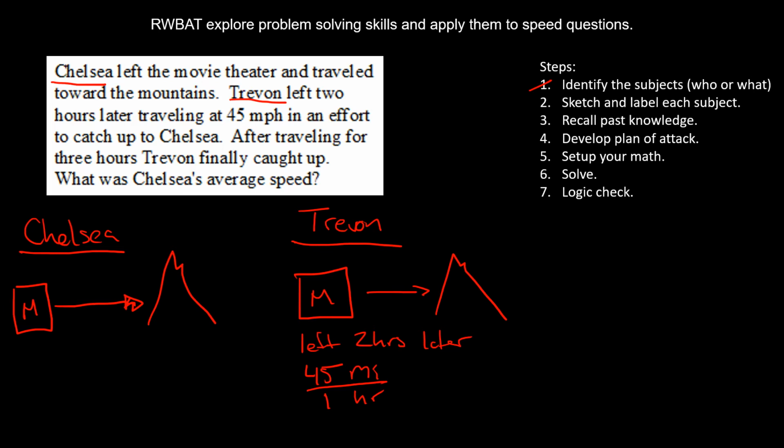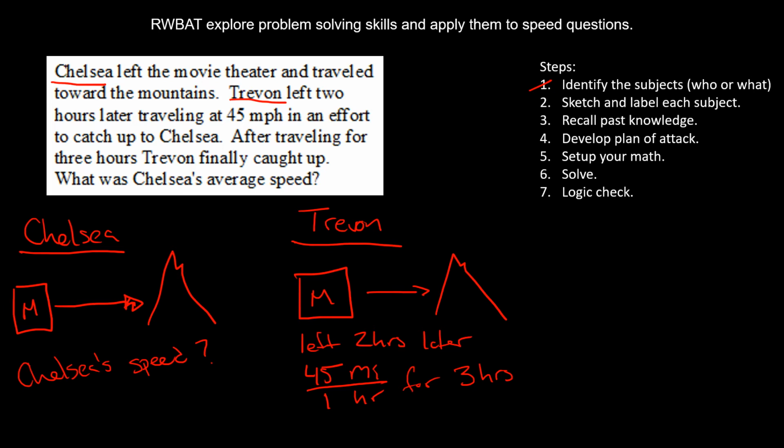Then it says after traveling for 3 hours, so he's doing 45 miles in 1 hour for 3 hours, he finally caught up to Chelsea. And so we want to know Chelsea's speed. What is Chelsea's speed? So we have all this information on Trevon, but we want to solve for Chelsea's speed.